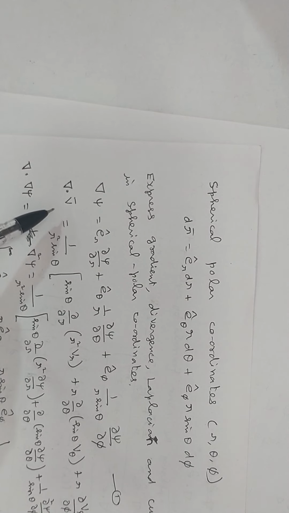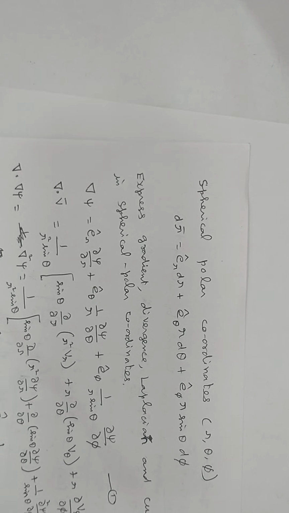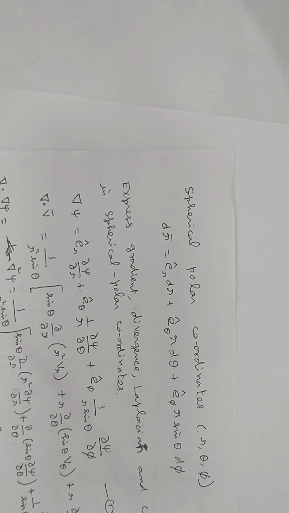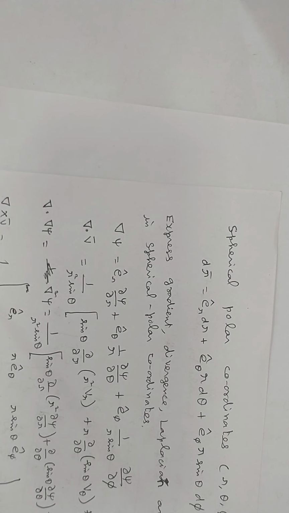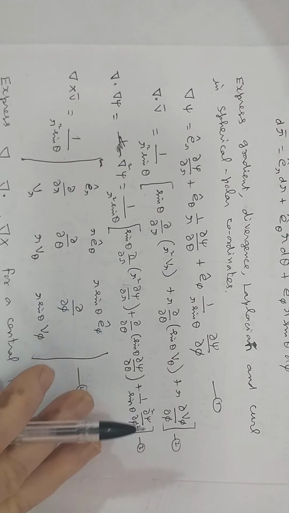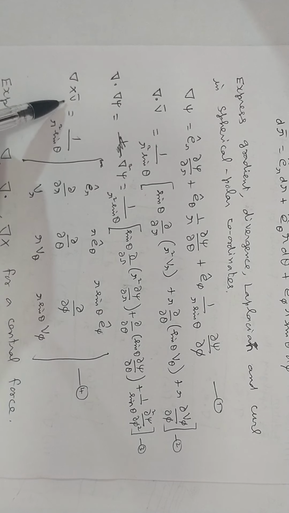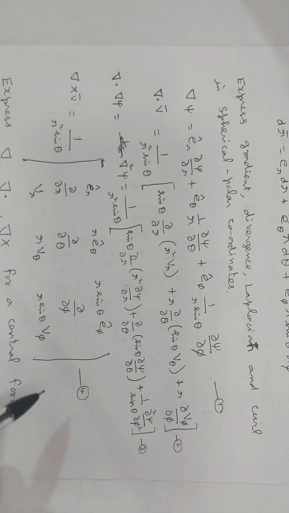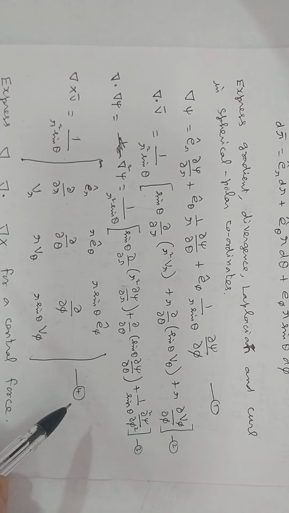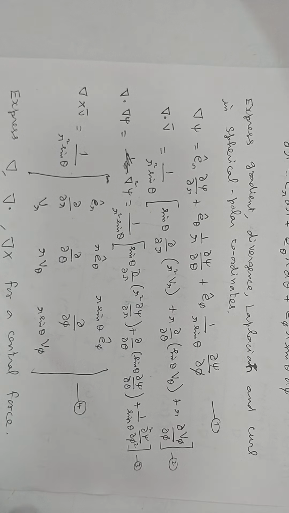Divergence of vector v may be expressed by equation 2, and divergence of gradient may be expressed in terms of equation 3, and curl of vector v may be expressed by means of this determinant, equation 4. So you have 1, 2, 3, 4. These 4 relations are often useful in doing these problems very quickly.